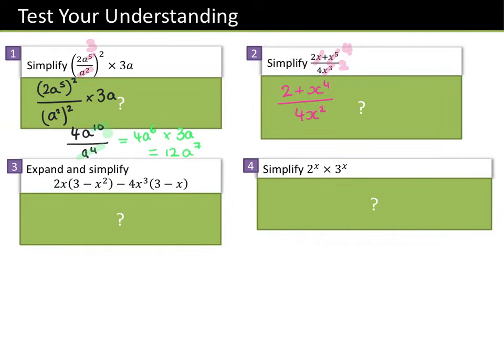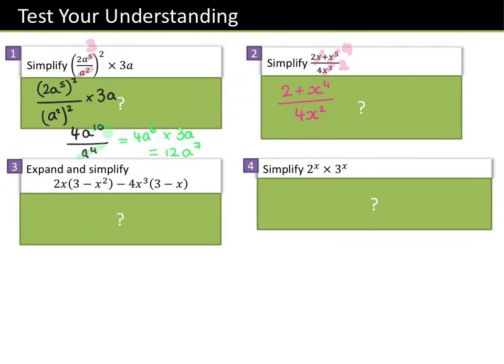Even though the 2 and the 4 share a common factor of 2, the x to the power of 4 does not. So even though we could cancel these down and simplify them, because the x to the power of 4 is not a multiple of 2, we cannot do that. Each term has to be a multiple of the factor that you're cancelling.